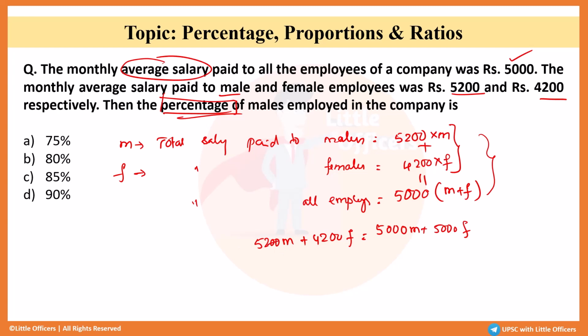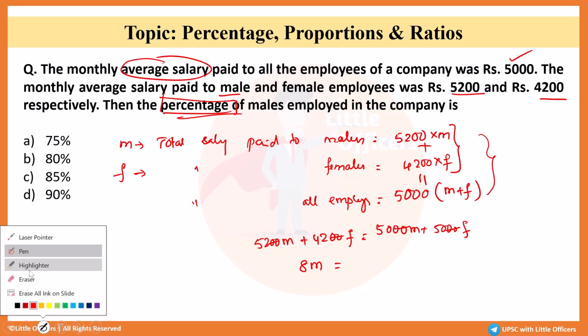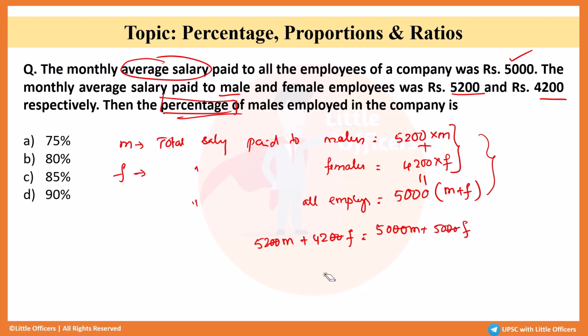So if two zeros are gone, we will be left with 52M minus 50M, that is 2M, equal to 50 minus 42, that is 8F. That is, M is equal to 4F.